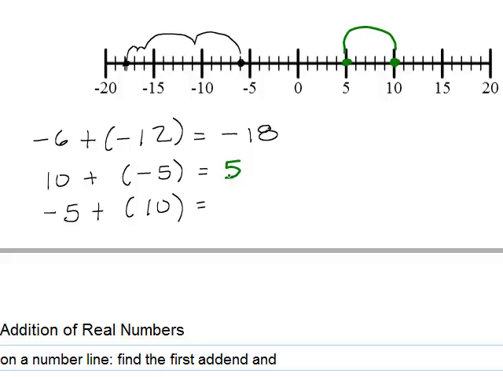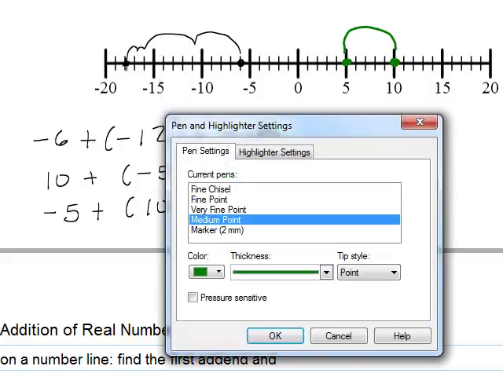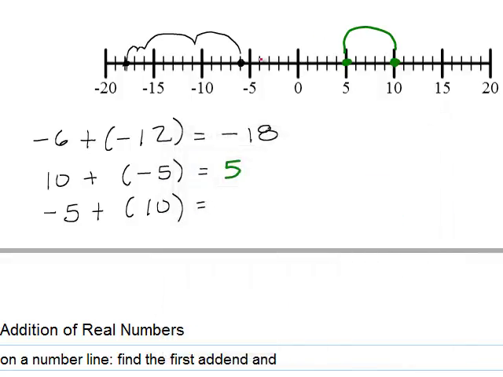All right, let's try another one. Let's pick red. Okay, so if I start now at -5 and I'm adding a +10, I'm going to move to the right 10. So from here I go 5, 10. What do you know? I end up also at 5. But that really isn't surprising to us, is it? Because we know when we add numbers, we can switch them around using the commutative property. So 10 plus a -5 is the same as -5 plus 10.